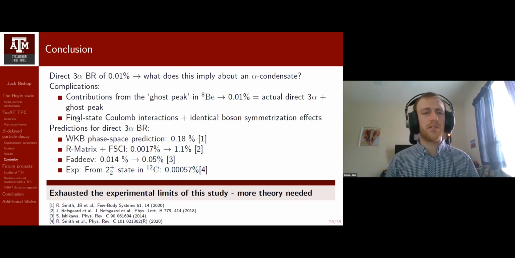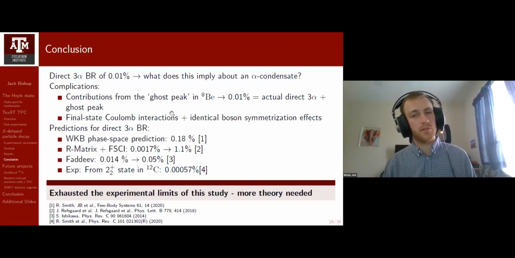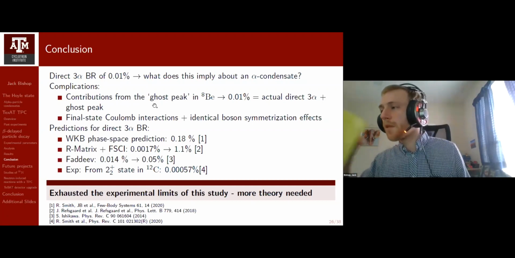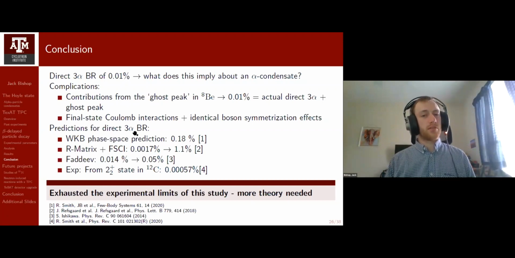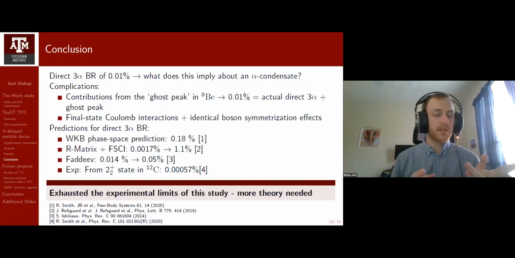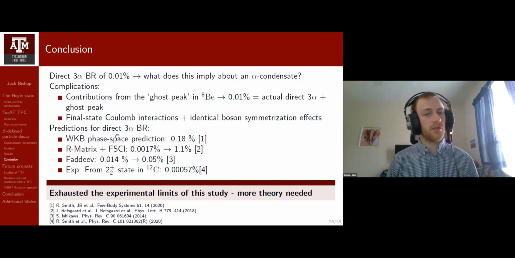The second is related to considerations where you have final state Coulomb interactions and you have to do boson symmetrization because you have three particles in the final state. So we can compare these to some predictions for the direct three-alpha branching ratio. A very nice approach is to just take a simple WKB model where you look at the two- and the three-body phase spaces, and you look at the two- and three-body penetrabilities and compare these two values. If you do this, you get a prediction of about 0.18% for the three-alpha branching ratio, and this is without any assumption of an alpha condensate.